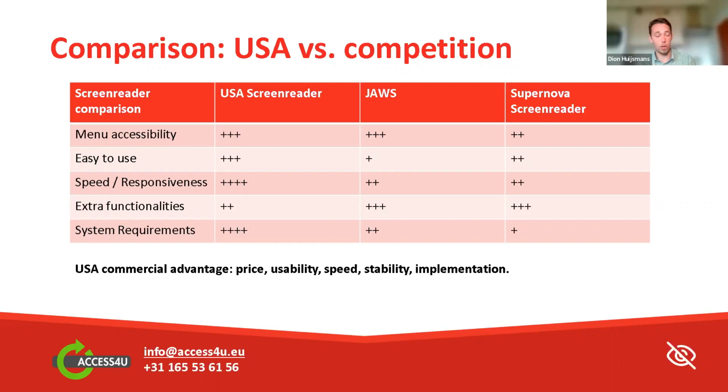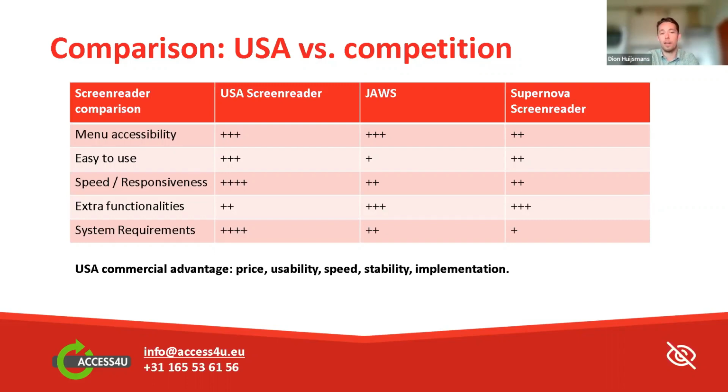So JAWS or Supernova might not be the best suitable option for, for example, beginning users or specific cases, whereas USA is providing you a baseline and can be easily used. And again, speed and responsiveness, not to repeat myself too much, is a difference without having the extra functionalities that might not be used, for example, in JAWS or Supernova, which keeps the system requirements low for USA.